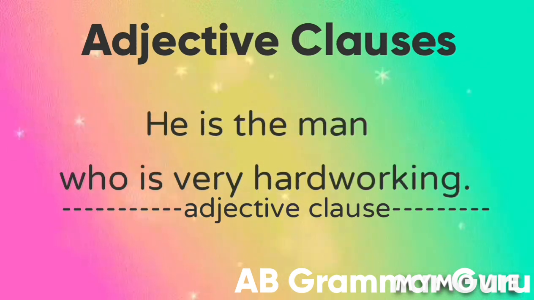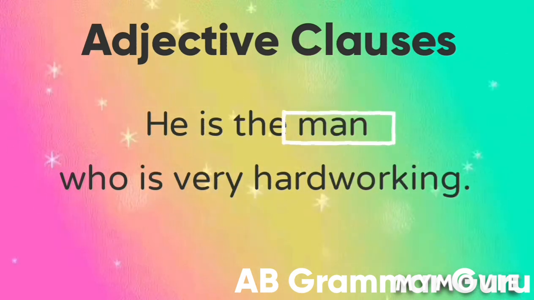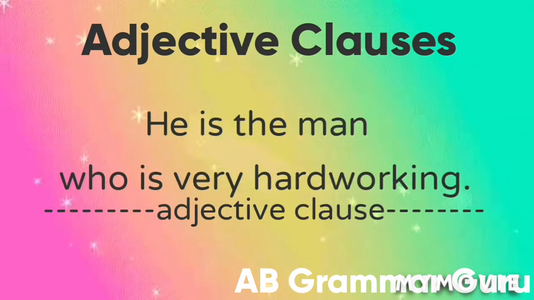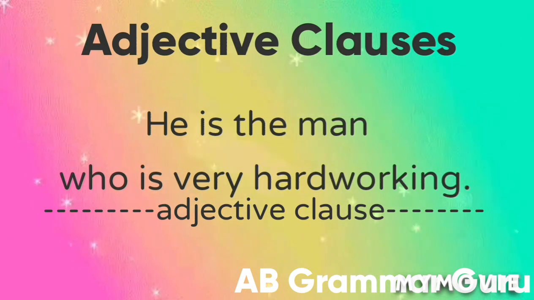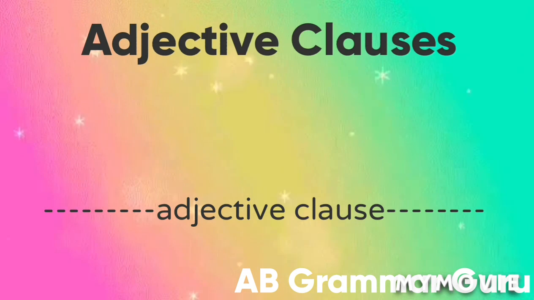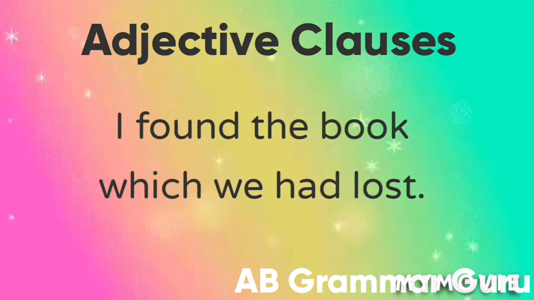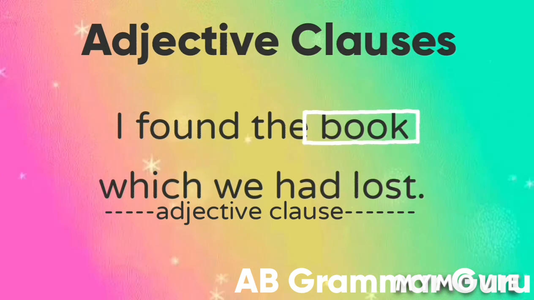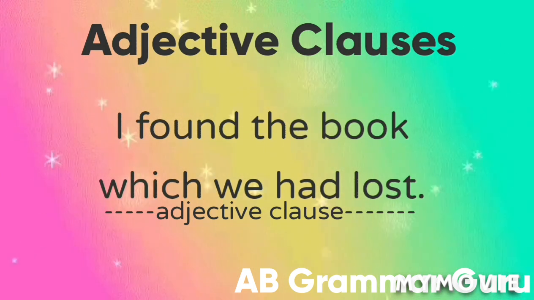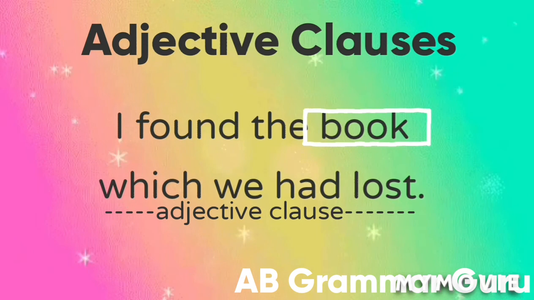He is the man who is very hardworking. So who is very hardworking should be underlined. Why? Because it is telling us something about this man. And put a box around this man. I found the book which we had lost. So which we had lost is telling something about book. So book is the noun. That is why which we had lost is the adjective clause.